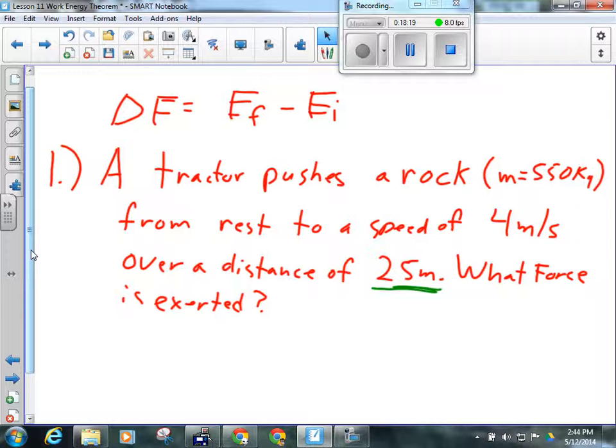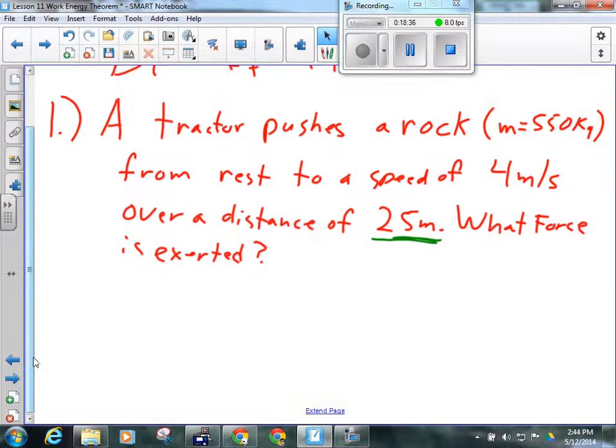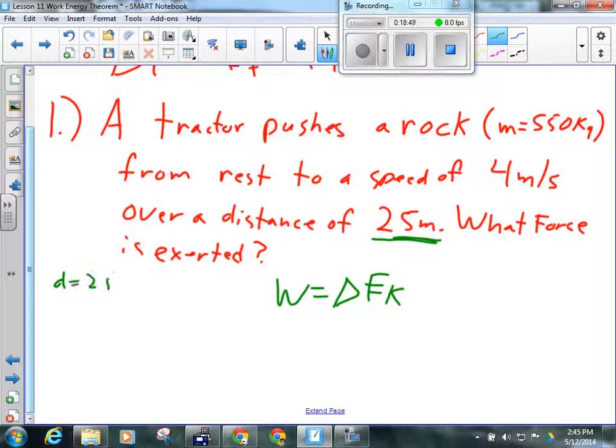Is it moving any higher? No. Okay, so we're not changing its potential energy, because we're not changing how far from the Earth it is. However, it is going from rest to 4 meters per second. I'm changing its speed. If I'm changing its speed, I'm changing its kinetic energy. So the work I'm doing in this question is changing the kinetic energy of the rock, same as it was on the last question. Our givens are that the distance is 25 meters, the final speed is 4 meters per second, the initial speed is 0 meters per second, and the mass was 550 kilograms.